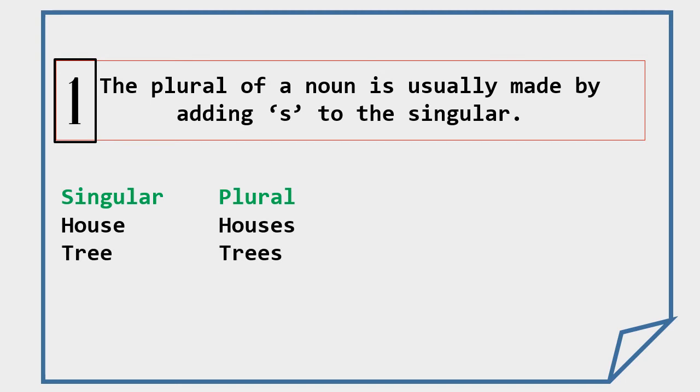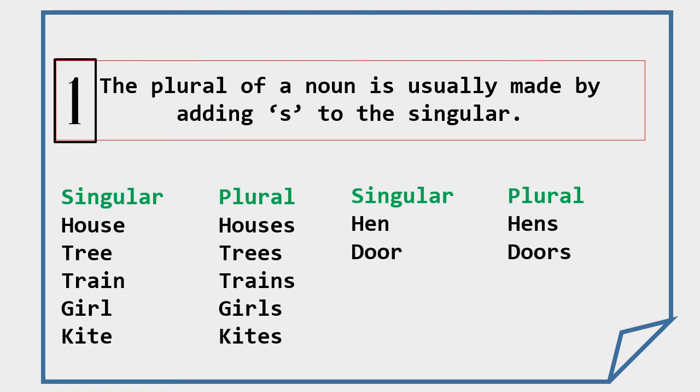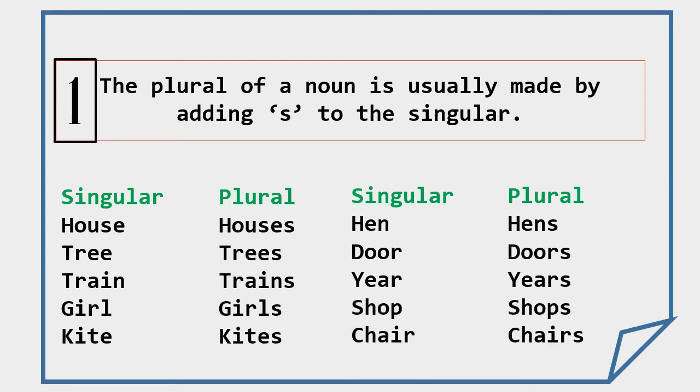tree, trees, train, trains, girl, girls, kite, kites, hen, hens, door, doors, ear, ears, shop, shops, chair, chairs. So after reading out all the examples, what have you noticed? The words written under the plural column are the plurals, and we have simply added s to the singular nouns. We are given a few rules in which you will understand where to add s or es. So let's move on to the next rule, number 2.